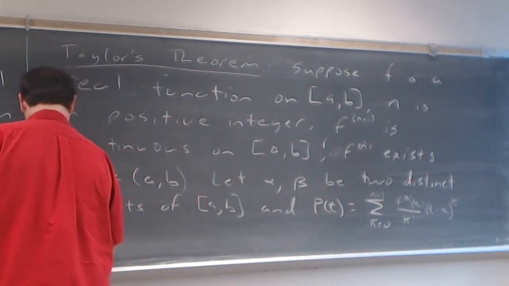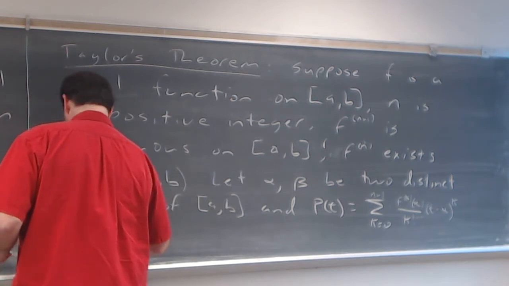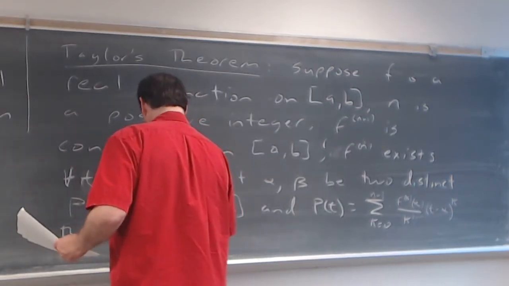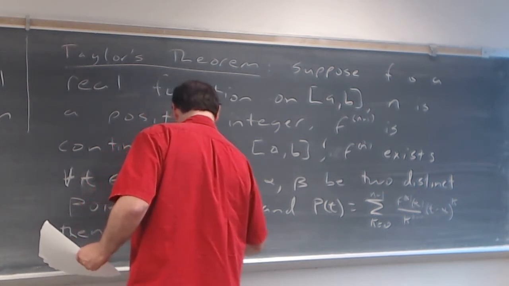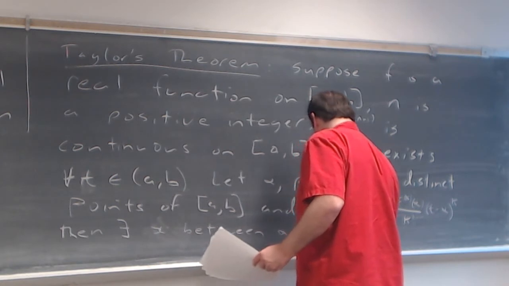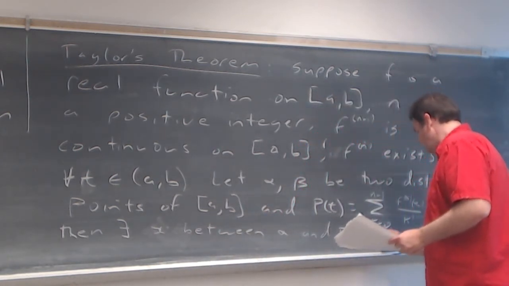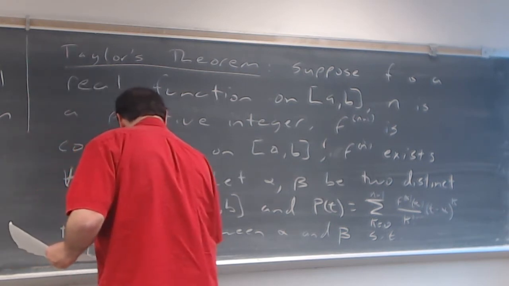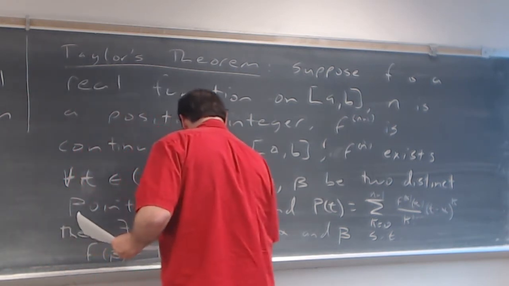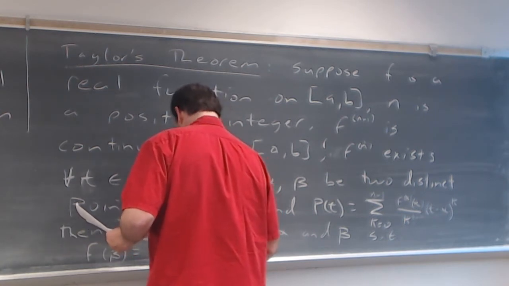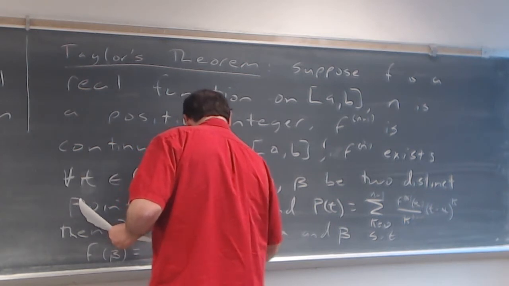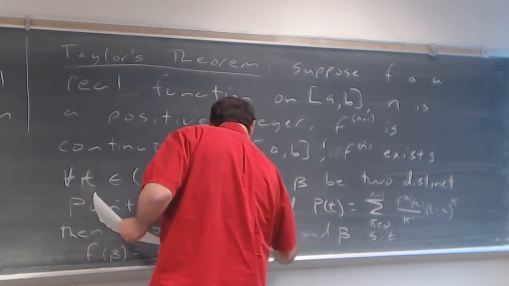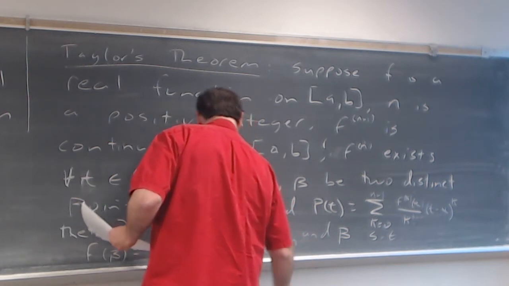So here's the conclusion: then there exists a point x between alpha and beta such that f of beta will be equal to p of beta plus the nth derivative of f evaluated at x over n factorial, times the quantity beta minus alpha, all raised to the n. So that's the theorem.